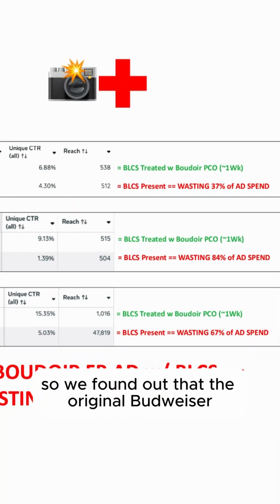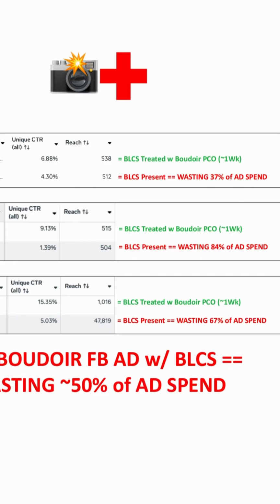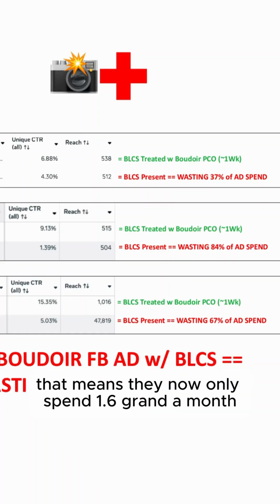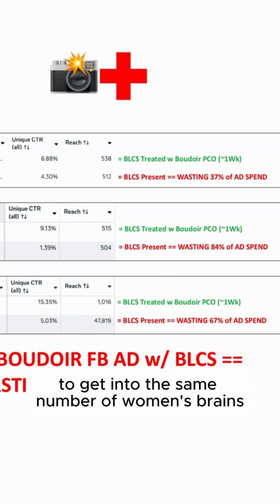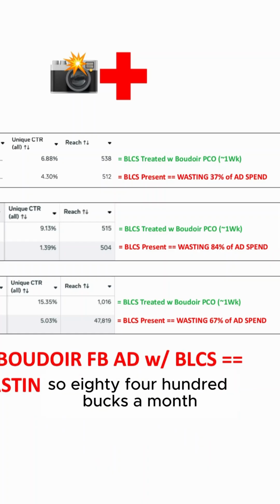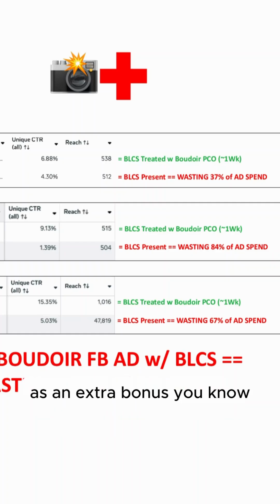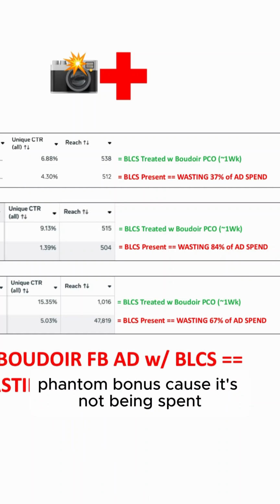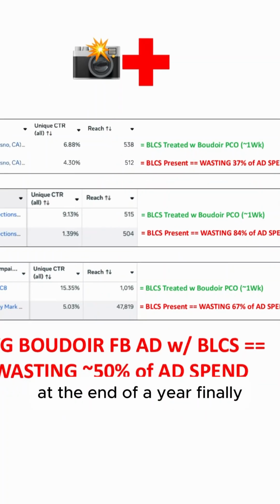So we found out that the original Boudoir Facebook ad is wasting 84% of its ad spend. So if they were spending 10 grand a month on Boudoir Facebook ads, that means they now only need to spend 1.6 grand a month on the Boudoir Pico treated ad to get into the same number of women's brains. That's the power of Boudoir Pico. So 8,400 bucks a month, they don't even have to spend anymore. They pocket it as an extra bonus, a phantom bonus, because it's not being spent. And that's like 100K at the end of 12 months, at the end of a year.